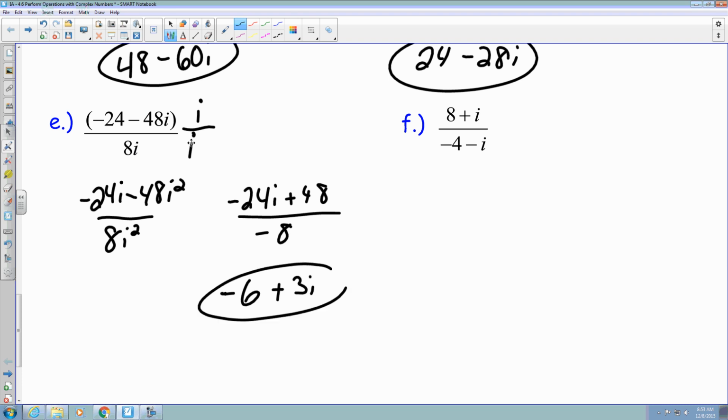All right. Now F is a little bit different because you have an operation of addition or subtraction in between a real number and an imaginary number.